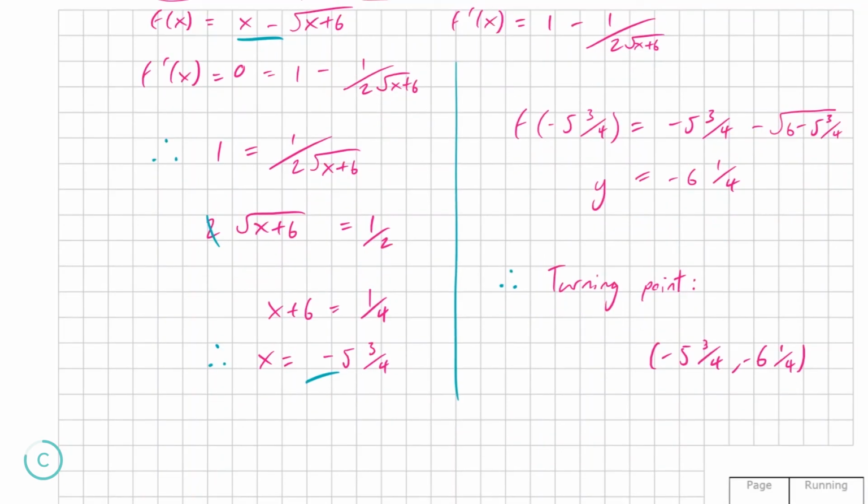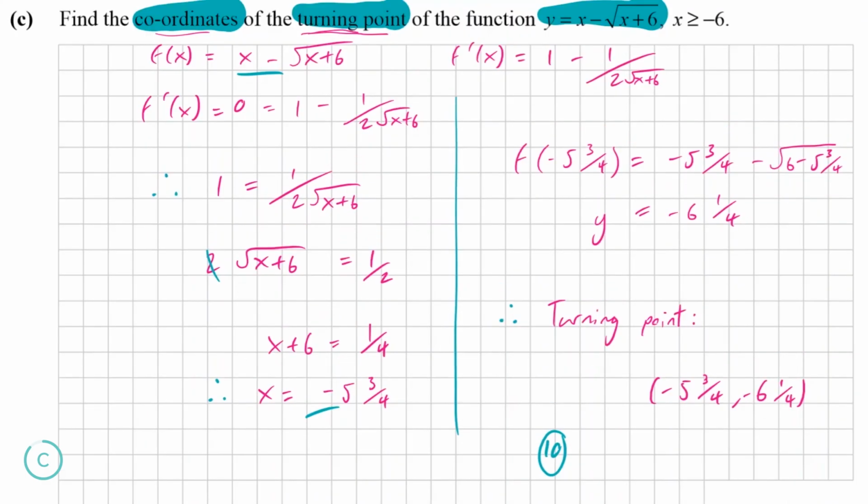So there's our question. The trick here is just to let the derivative equal 0, and then once you have your x coordinate, plug it back into the original function to find your y coordinate. And for getting all that out, you're going to get 10 marks. So that's it for part C, and that's actually it for the whole of question 5.